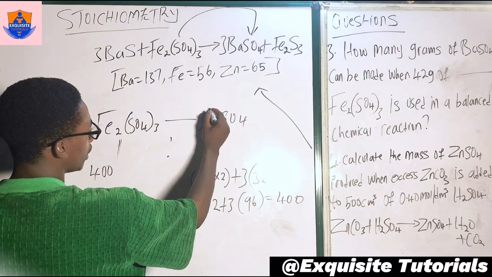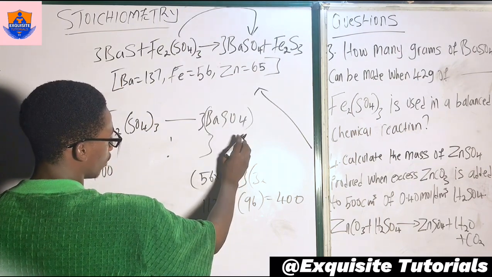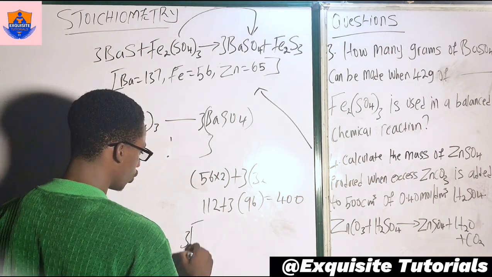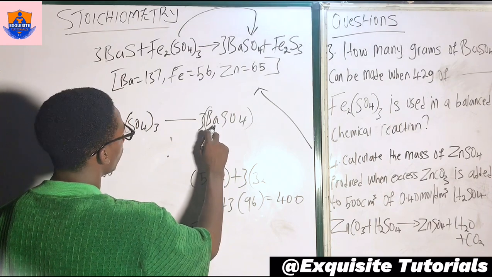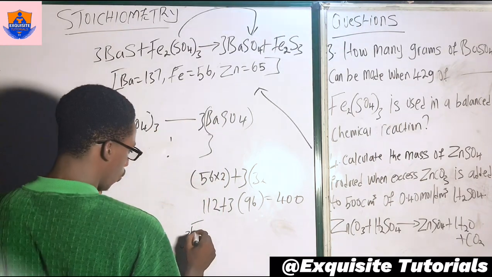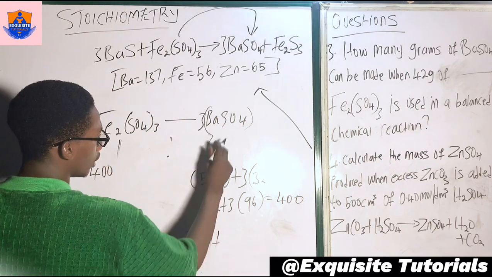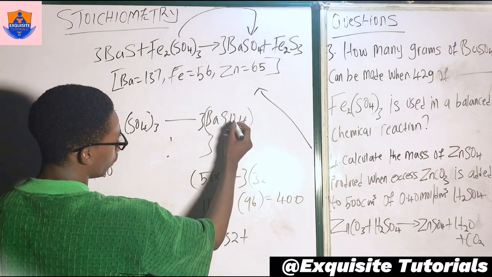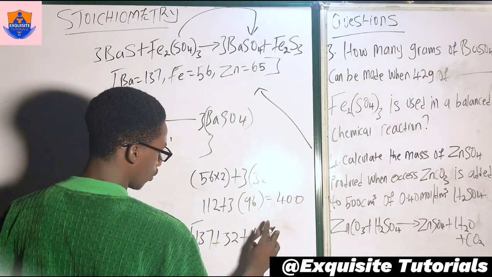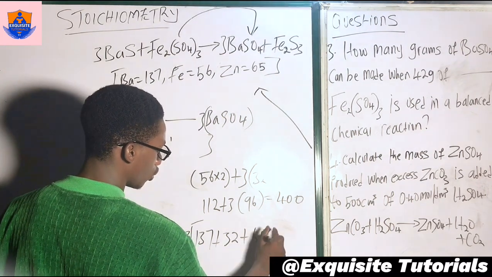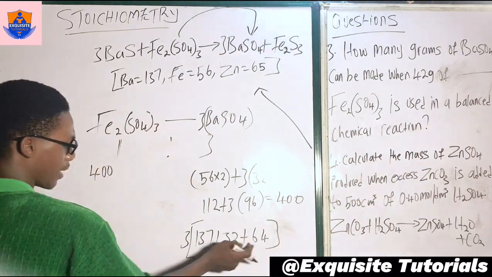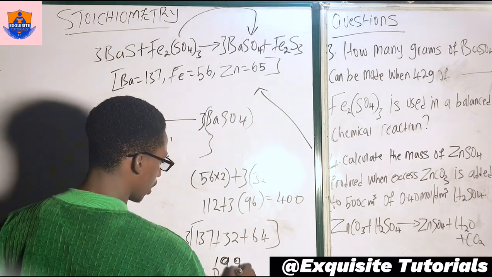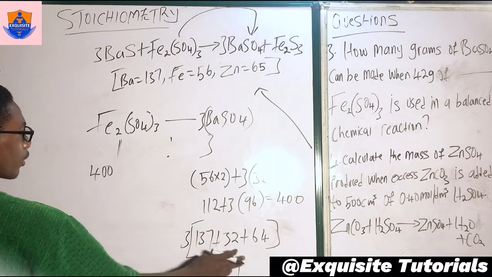So this 3 means it is multiplying everything here. So therefore, let's calculate for this one. We have 3 into barium. Barium was given as 137. So 137 plus sulfur is 32 plus oxygen is 16 times 4, which gives us 64. So if we add everything, multiplying everything here by 3, it gives us 699 approximately.